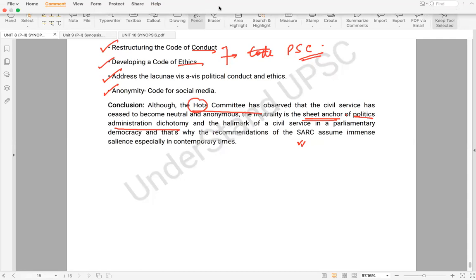Right, with this, we come to an end to this unit. We'll move on to the next one. Any doubts? We've taken a lot of time, so I'll try to quickly cover the next one, and then we'll have to give a decent amount of time to the public policy unit. All right.